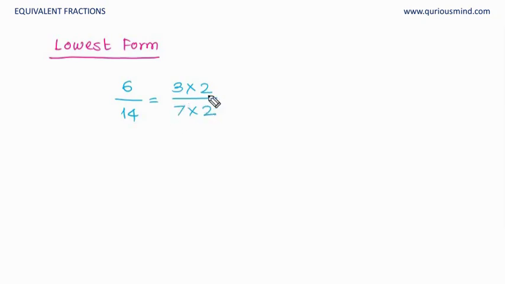So once I have the prime factors, I will cancel out the common factors, because we know that if we divide by the same number, we get an equivalent fraction. The value of the fraction does not change. So I will cancel out the common factors. And that gives me an equivalent fraction of 6 upon 14 as 3 upon 7.